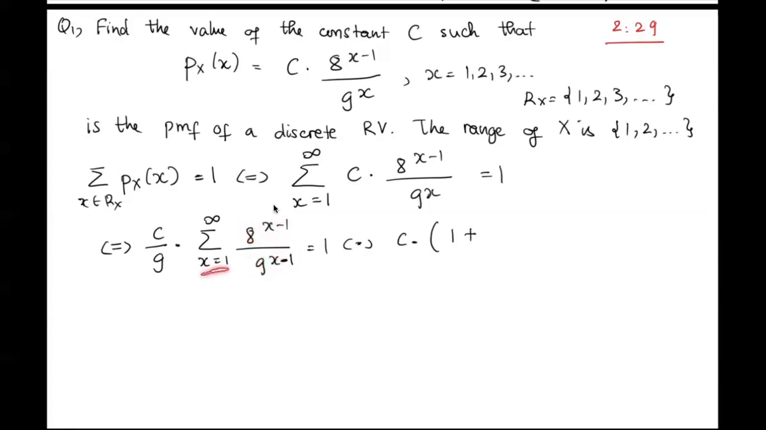Next one, x equal to 2. I would have 8 to the power of 2 minus 1 over 9 to the power of 2 minus 1. So I have 8/9. And when x equal to 3, I would have 8 squared over 9 squared. And up to x equal to infinity. So what we are seeing here is an infinite geometric series.